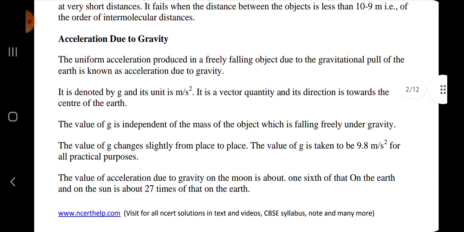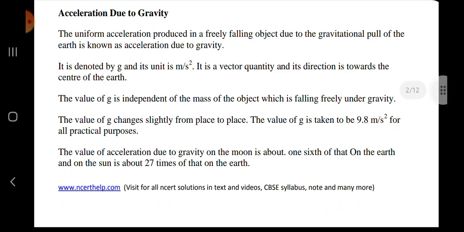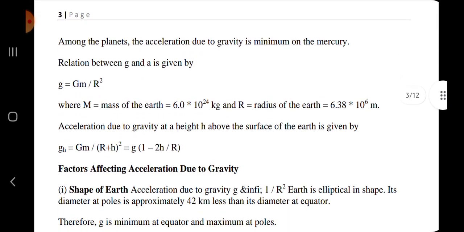Then acceleration due to gravity. The uniform acceleration produced in a freely falling object due to the gravitational pull of the Earth is known as acceleration due to gravity. It is a vector quantity and its direction is towards the center of the Earth. The value of g is independent of the mass of the object which is falling freely under gravity. The value of g changes slightly from place to place. The value of g is taken to be 9.8 meters per second squared for all practical purposes.